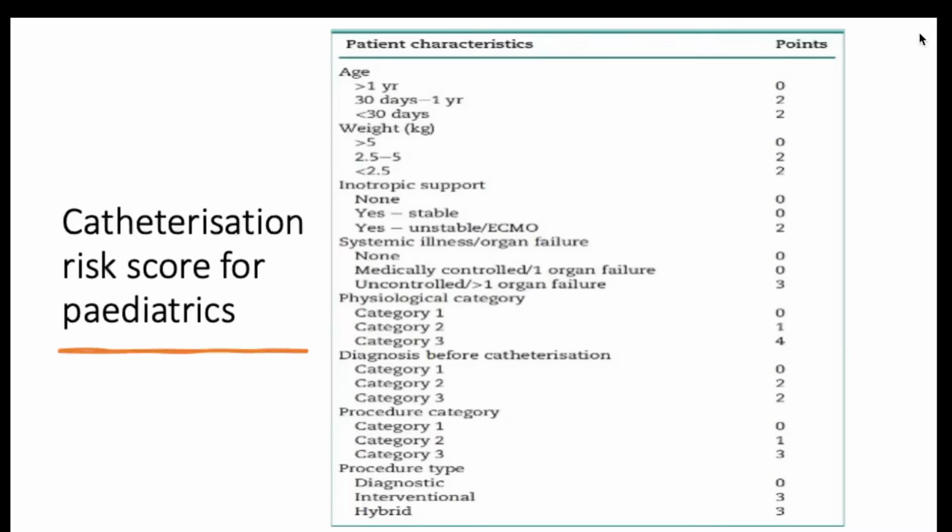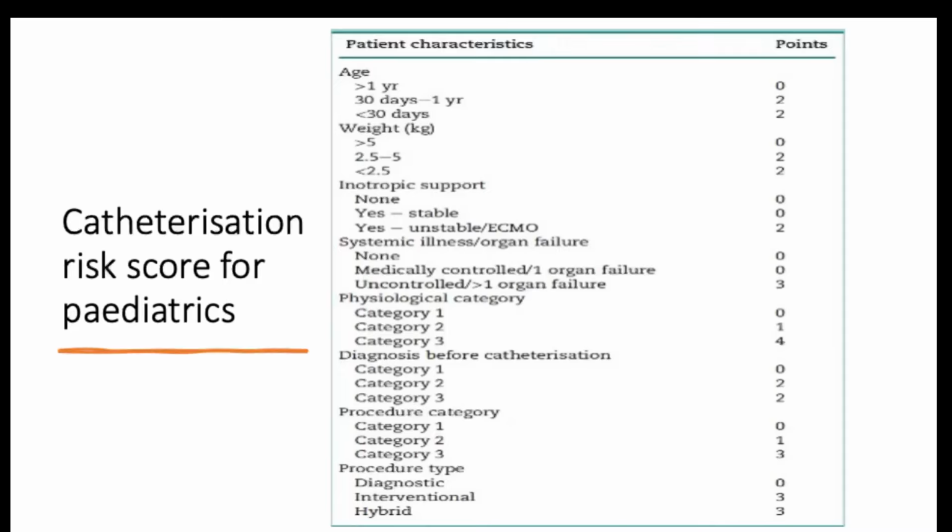So we are then going to look at the catheterization risk score for pediatrics. This is something that we do in our preoperative assessment, and we can score the child based on their risk. So the first thing we look at is age. If they're over 1 year, it's okay. If they're 30 days to 1 year, this slide is incorrect, that should be a 1. And if they're less than 30 days, they're a 2.